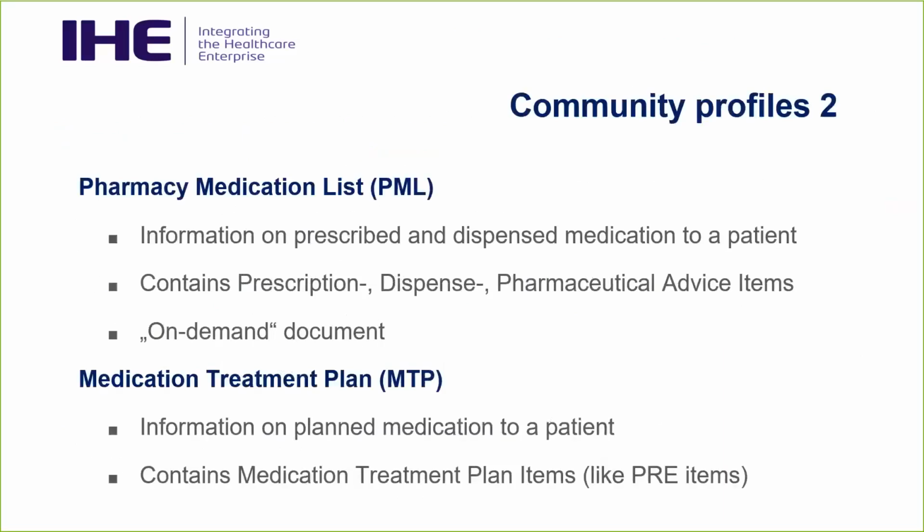Now, as I've also mentioned, if you want to retrieve medication list, then pharmacy medication list is the document where you find this process and the details. A special thing about this is it's making use of the on-demand document profile of IHE. And that means that you retrieve information from various documents, CDA documents, and you generate a new document on the fly.